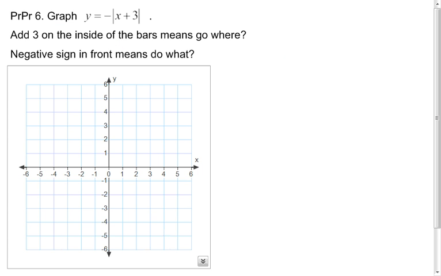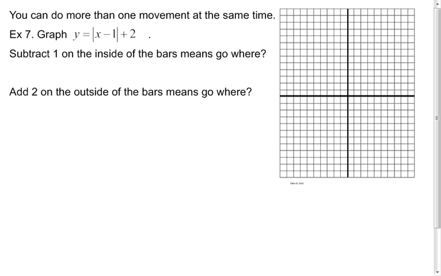For you, you're going to add 3 on the inside. There's a negative sign. So adding 3 tells you to do what? Negative sign tells you to do what? And then graph it. One more thing, you can do more than one movement at the same time. Instead of just going up or down, or just going left and right, you can do up and left, for example, down and to the right. So you can do 2 things at the same time.